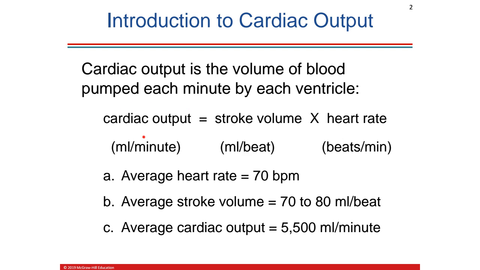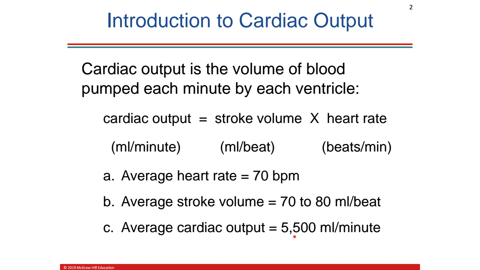So the cardiac output is simply the product of the stroke volume, which is the amount of blood ejected by the heart with each heartbeat, multiplied by the heart rate. And again, the typical units would be milliliters per beat and beats per minute. The average heart rate of an adult is 70 beats per minute, and the average stroke volume is 70 to 80 milliliters per beat.